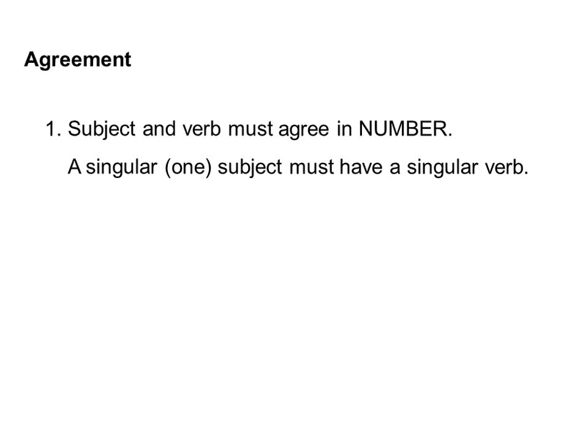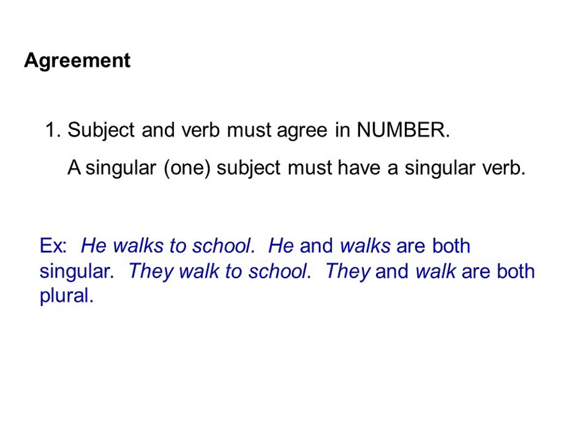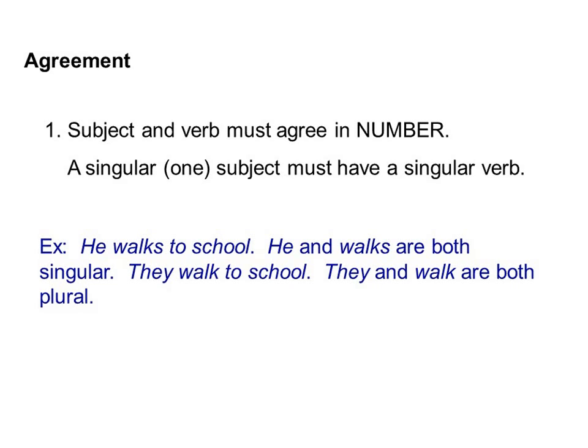One of those categories that the ACT will try to test your knowledge on is called agreement. Agreement just means that subject and verb agree in number. So a singular subject has a singular verb. A couple of examples. He walks to school. He is singular and walks is singular.